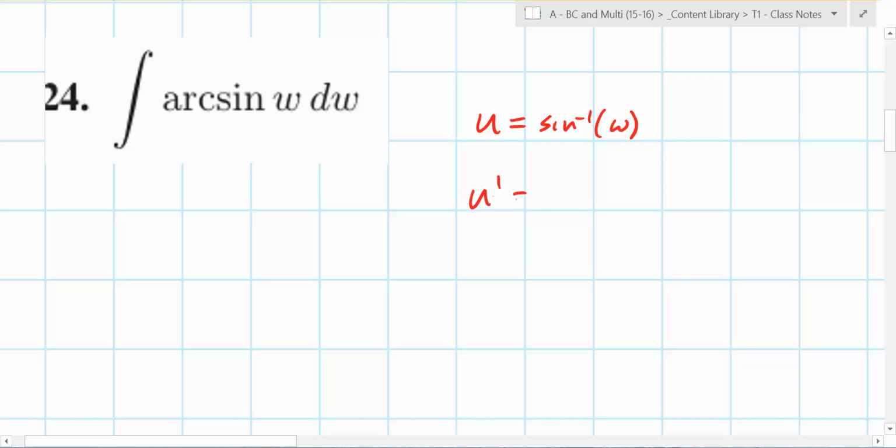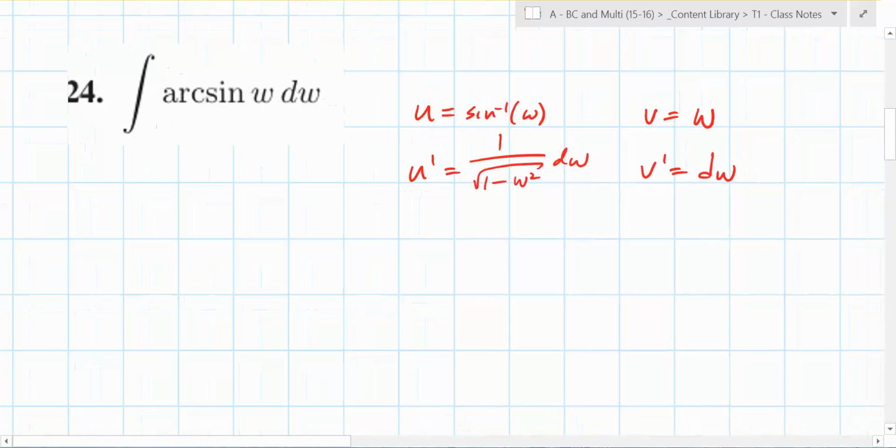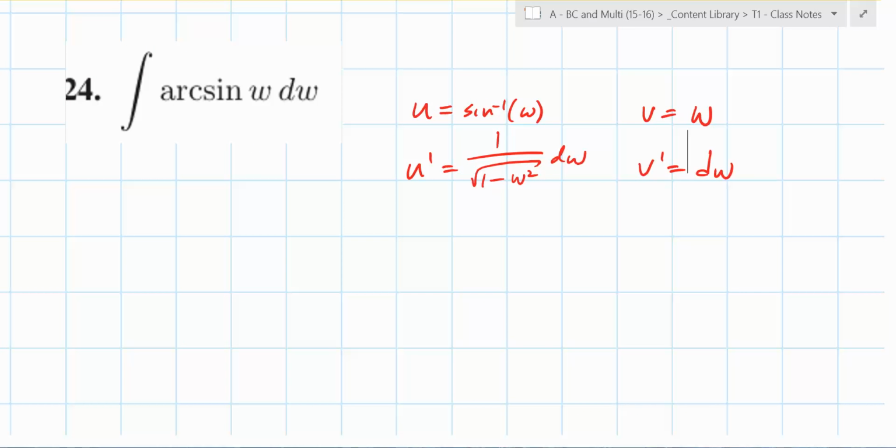So what's U prime going to be? U prime is 1 over the square root of 1 minus W squared. 1 minus what? W squared, thank you. dW. So what does that make V prime equal to? Yeah, I know. And so V is going to be equal to? W. Nice. So when we write this out, we have to remember that it's going to be U times V.